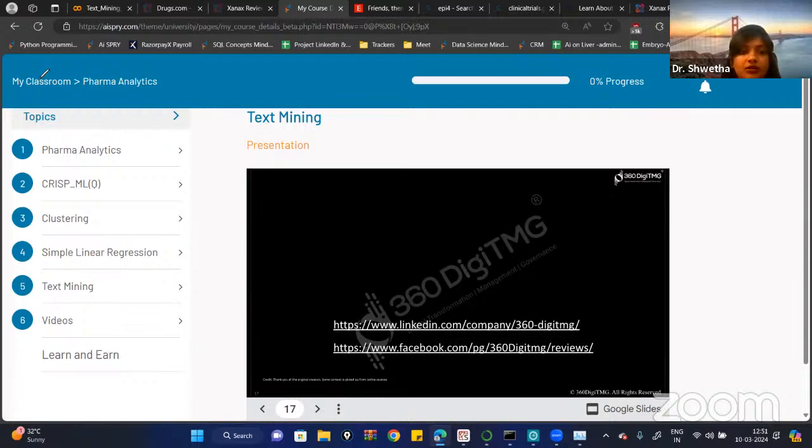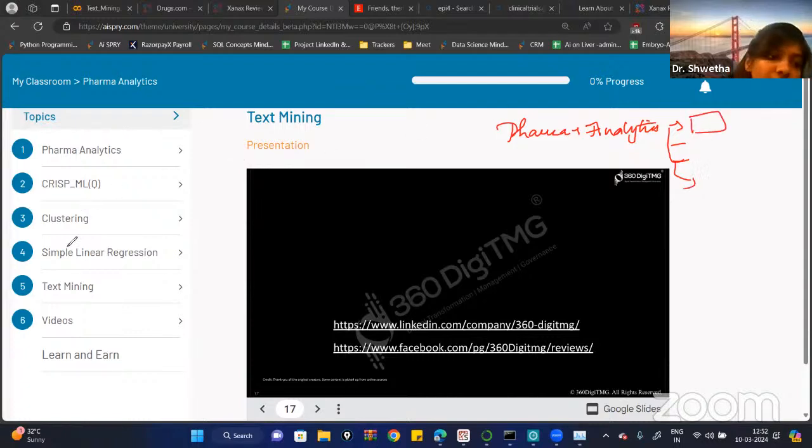Now, by this, we come to the end of our lecture. So basically, we saw how pharma is being benefited by analytics and where all we can apply this analytics knowledge in pharma and how we can help with better patient care.